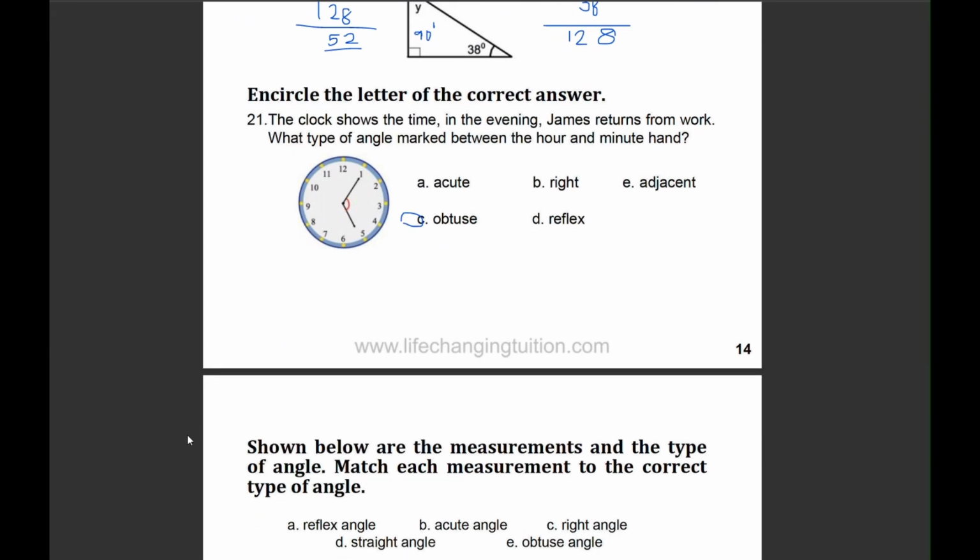Number 21. Clock angle type. Evening time shown. Options: A. Acute, B. Right, C. Obtuse, D. Reflex. Why not? Not 90 degrees or less than 90 degrees, not greater than 180 degrees. Answer: C. Obtuse. Formula/reason. Angle between hands is between 90 and 180 degrees.